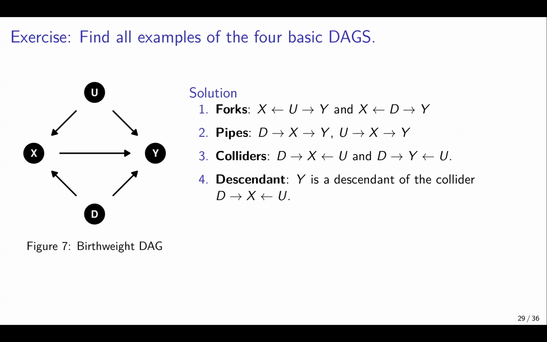I count two forks: X, U, Y, and X, D, Y. I count two pipes: D, X, Y, and U, X, Y. I see two colliders. X is a collider because it has an arrow coming into it from D and U. Y is also a collider because it has an arrow coming into it from D and U. I also see a descendant. Y is a descendant of the collider X, which is itself a collider of D and U.